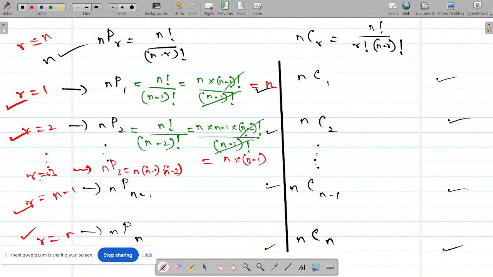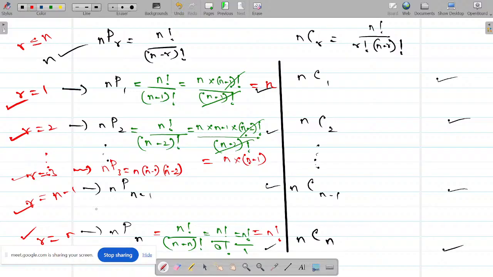But anyway, my focus is not on r is equal to 3, I'm just generalizing here. Next, I'll go for r is equal to n first. We have already done r is equal to n, that's why I took this one. nPr is n factorial divided by (n minus r) factorial, which is n factorial divided by 0 factorial, which is n factorial divided by 1. So this is n factorial itself, right?